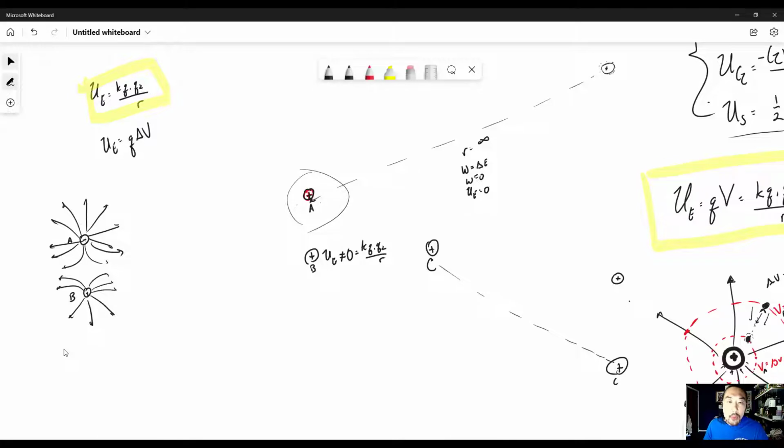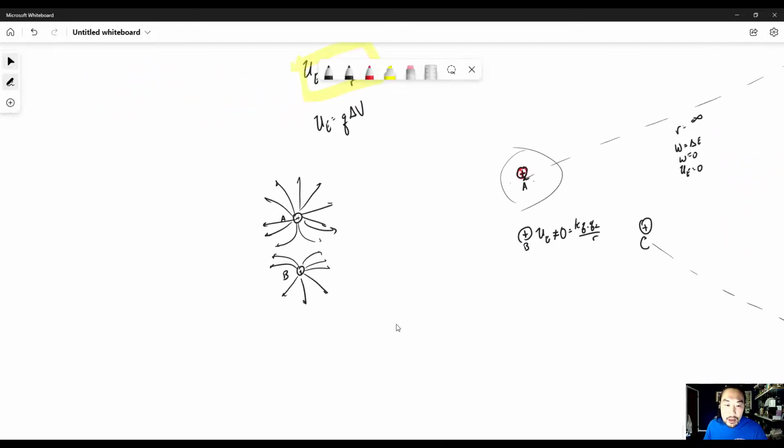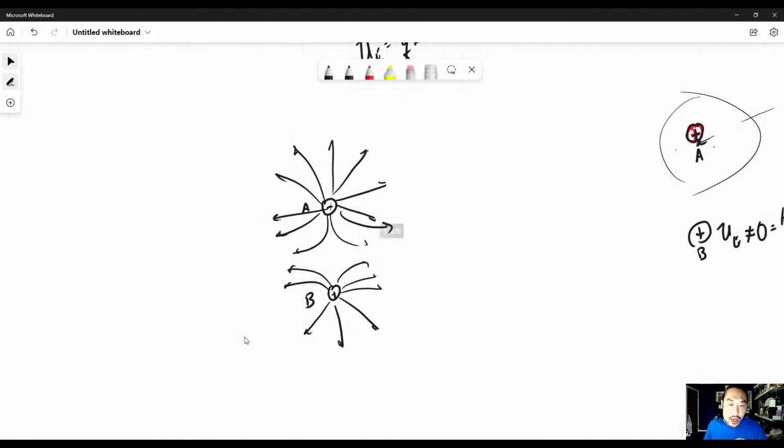Now, in order to do this, we are doing work against charge A, or the field produced by charge A, and work against the field produced by charge B. That's the reason why I drew this, because in order to bring a positive charge here, it's going against these E field lines, and so work has to be done to bring this positive charge close to charges A and B.